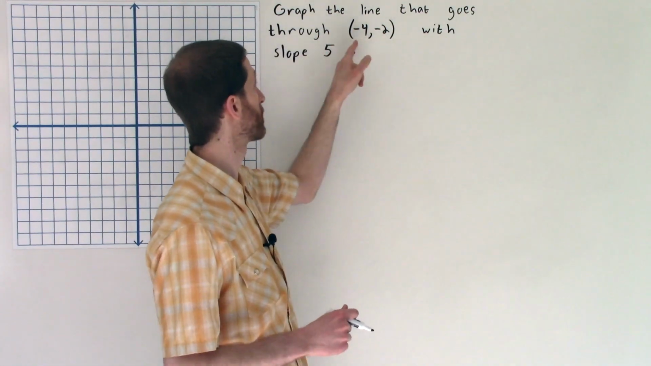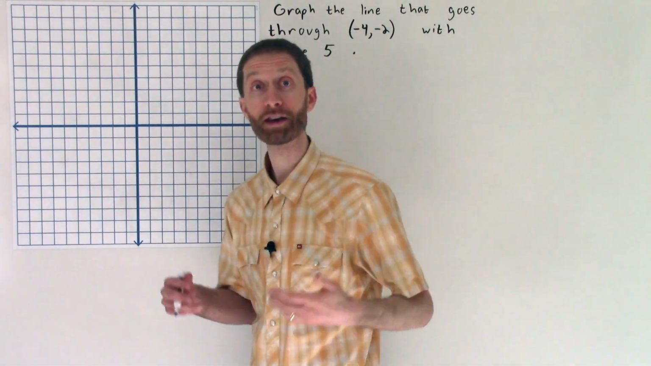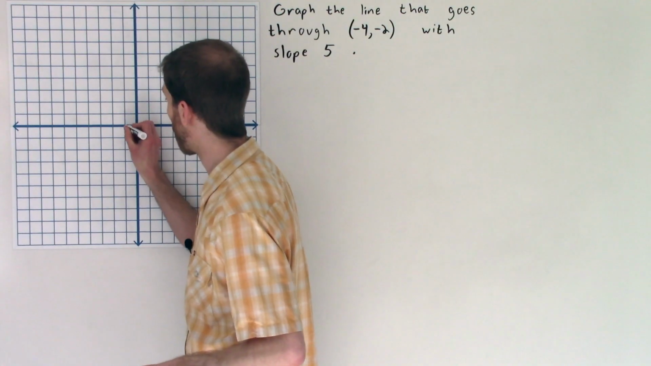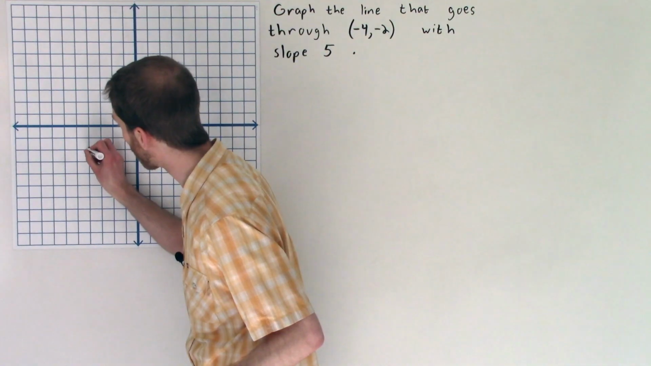So it says graph the line that goes through (-4, -2) with a slope of 5. So I will plot (-4, -2). That's going to be to the left 4 from the origin, 1, 2, 3, 4, and then down 1, 2. So I plot that point right there.